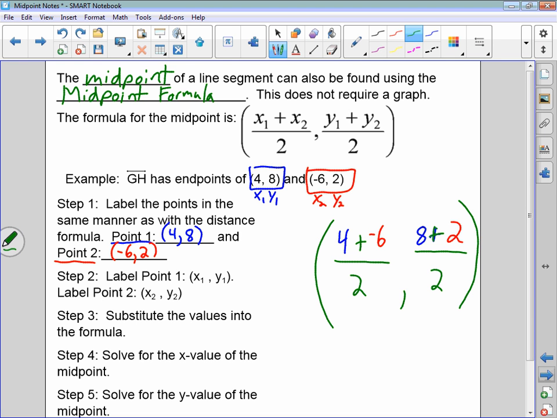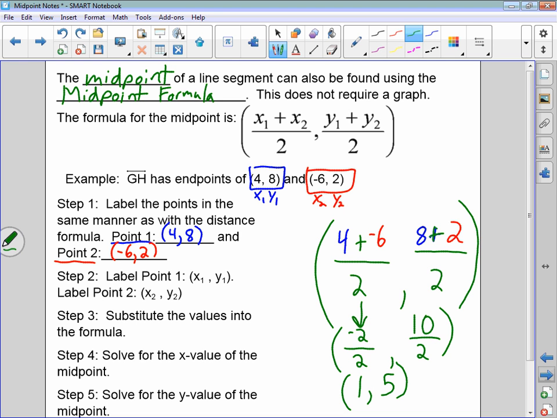And now what we're going to do is solve for each one individually, and then bring them back together, just kind of coming down as we go. So first I would do 4 plus negative 6, which gives me negative 2. So now I've got negative 2 divided by 2. This will become negative 1. And now on the second part, for the y value, I have 8 plus 2, which will become 10, divided by 2. 10 divided by 2 gives me 5.